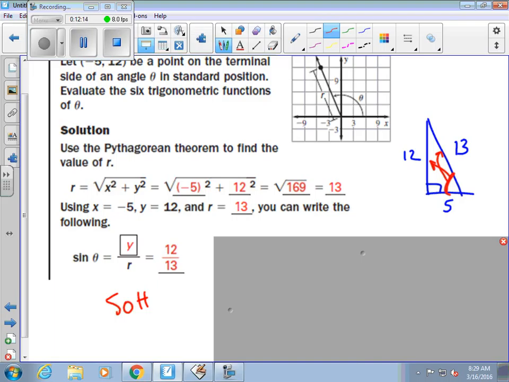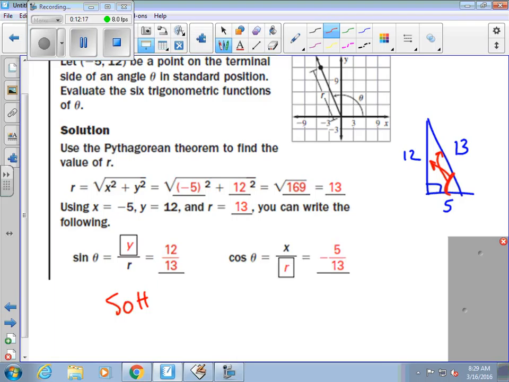Remember, sine pairs with cosecant. Cosecant is the inverse. Oh no, it goes straight to cosine, excuse me. So your cosine is CAH, adjacent over hypotenuse. Adjacent is -5. We'll talk about positives versus negatives on the next part of this lesson. But -5 is your adjacent over your hypotenuse, 13.